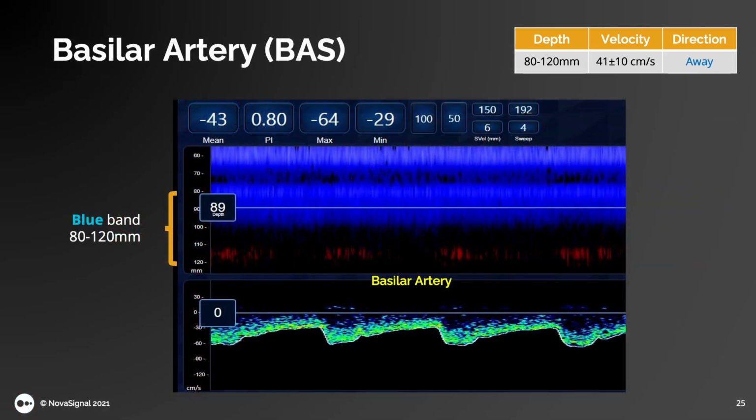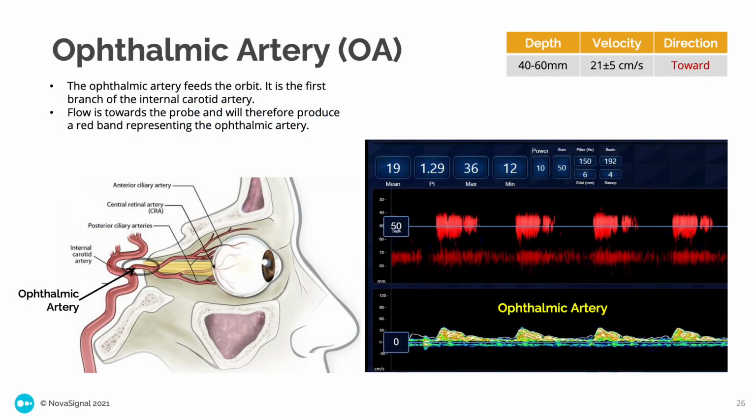So the basilar artery is a blue band that lives between 80 and 120 millimeters. The ophthalmic artery feeds the orbit. It is the first branch of the internal carotid artery. Blood flow is towards the transducer normally. Most TCD systems have a higher filter setting for our intracranial vessels.